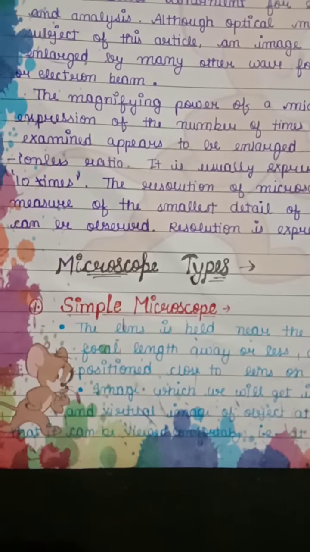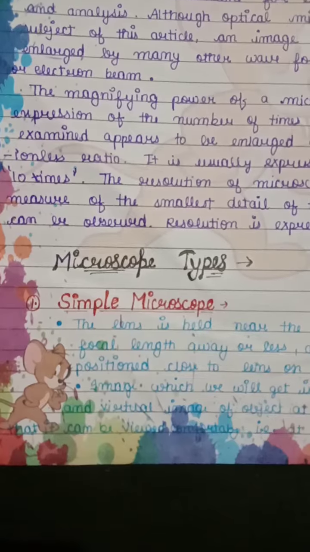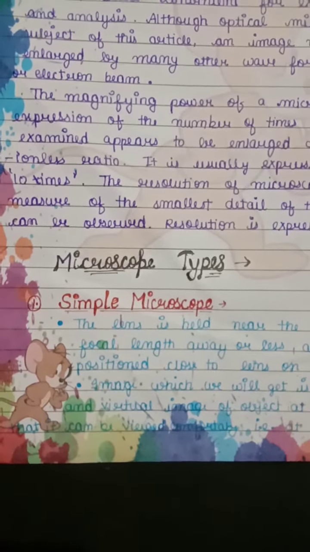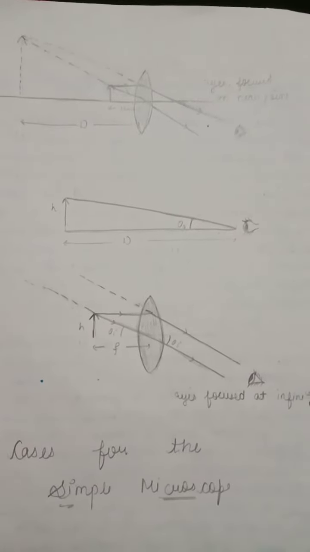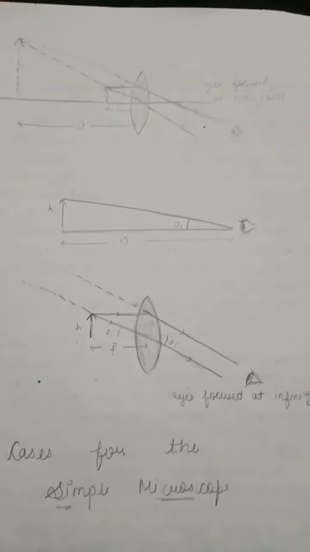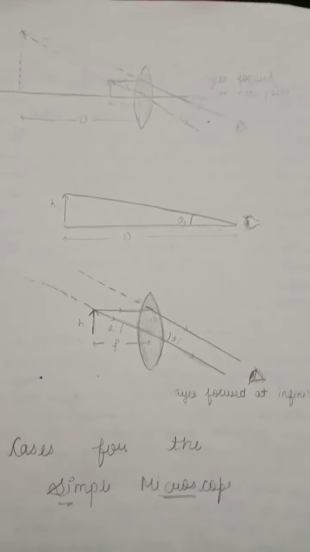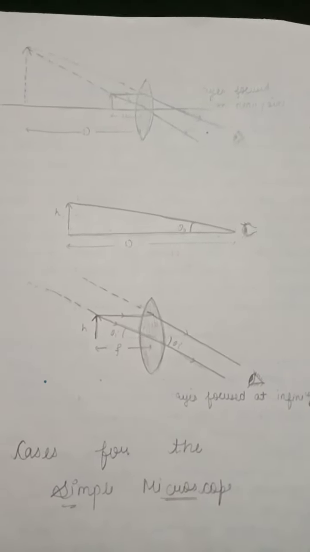Simple microscope has a converging lens with a small focal length. And this microscope provides a virtual, erect and magnified image. In the simple microscope, if the object is placed at the focal length of the lens, then the image is formed at infinity. Or if the object is placed before the focal length of the lens, then the image is virtual and closer than infinity.